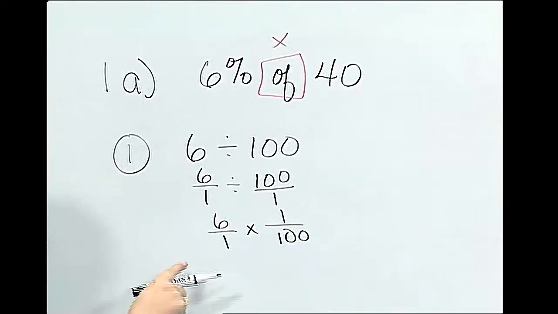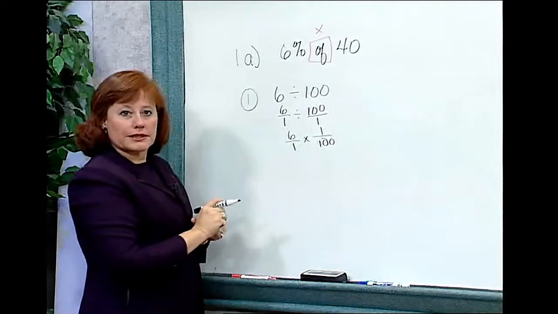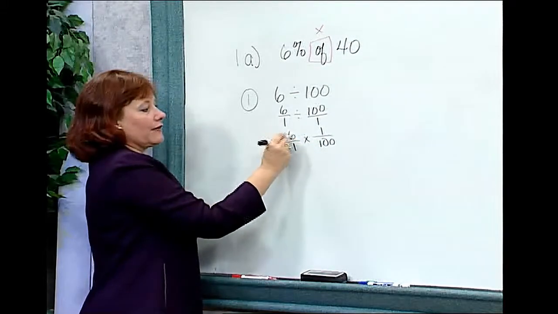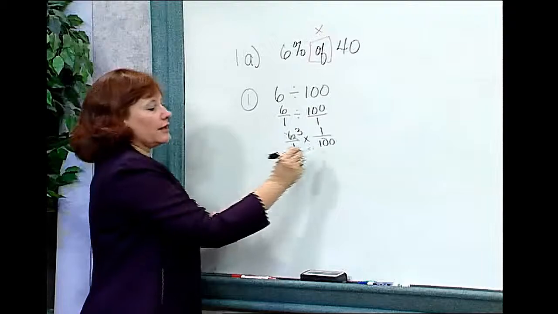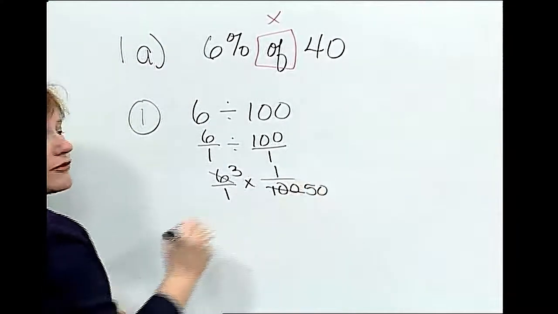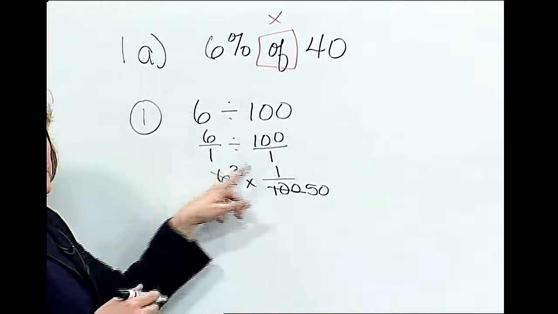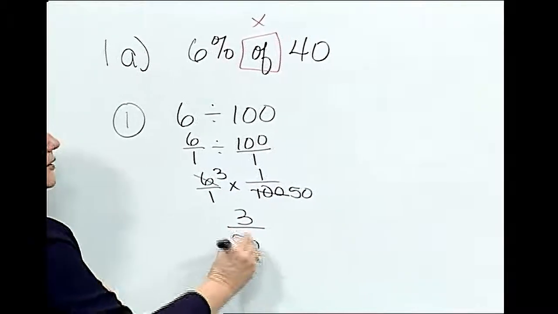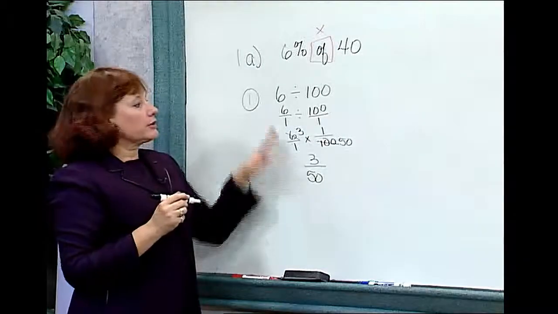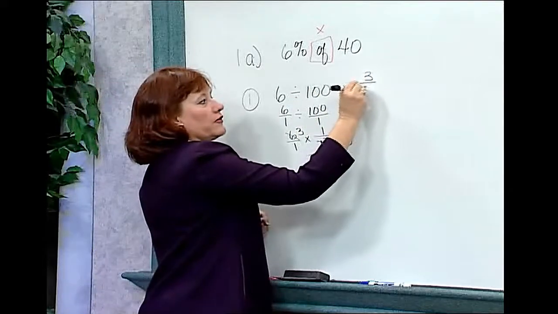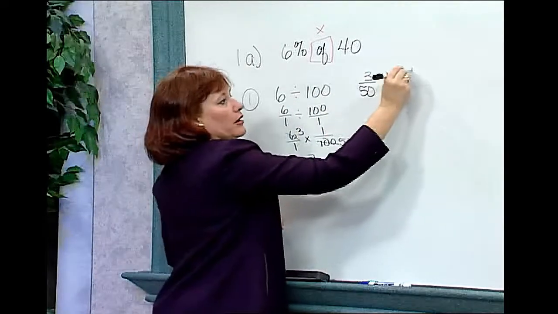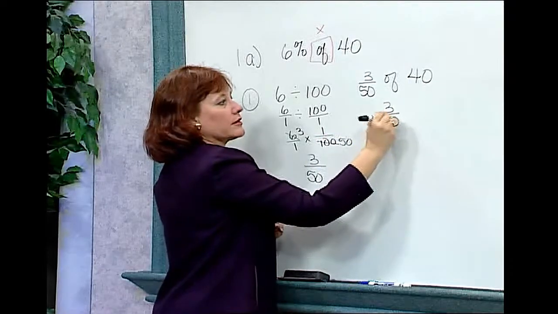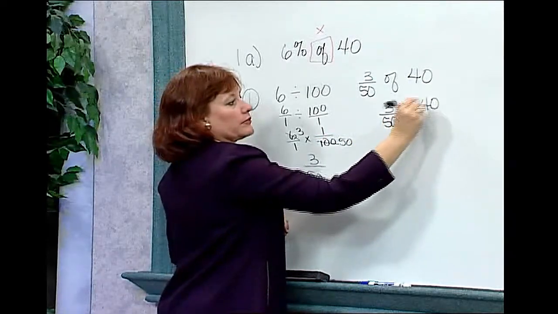I know that I can easily cancel and make this problem a bit simpler because 2 goes into both 6 and 100. If I divide 2 into 6, I get 3. If I divide 2 into 100, I get 50. 3 times 1 is 3, and 1 times 50 is 50. So this problem is an equivalent problem to 3/50ths of 40, or 3/50ths times 40.